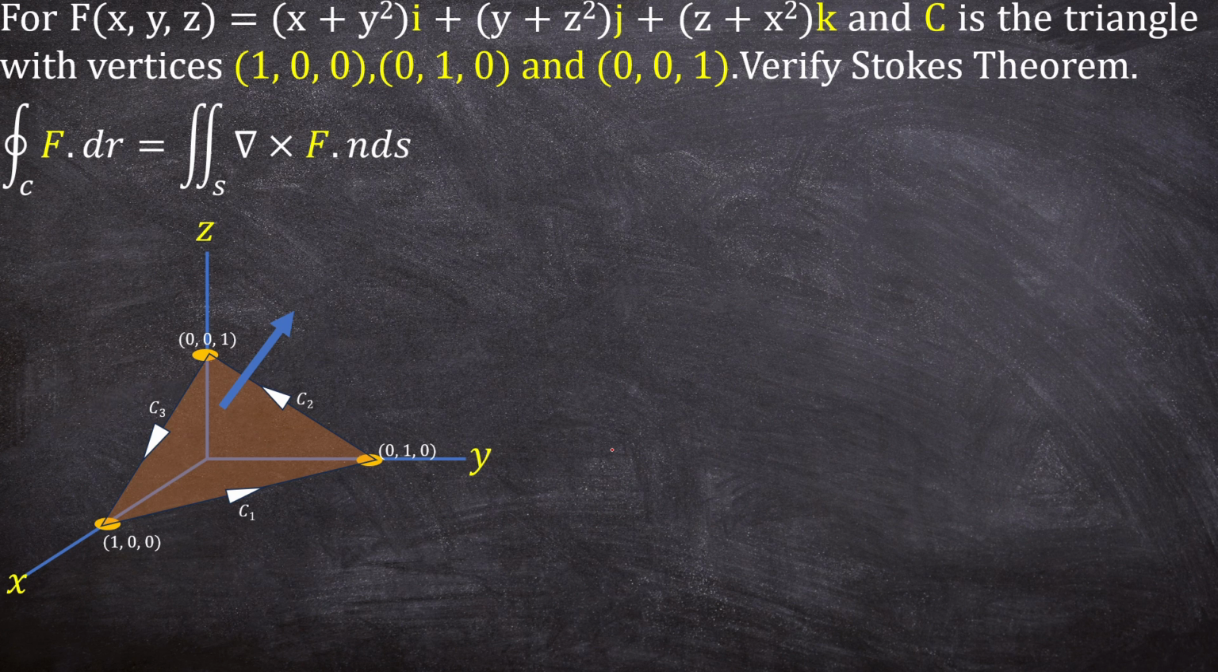Okay, so now I'm going to use Stokes' theorem, right? Instead of taking the individual line integrals for C1 plus C2 plus C3, I'm just going to use a formula and find the line integral. Okay, so let's do that. But we have a problem right here. We don't have the equation of the plane, right? So we have to find the equation of the plane.